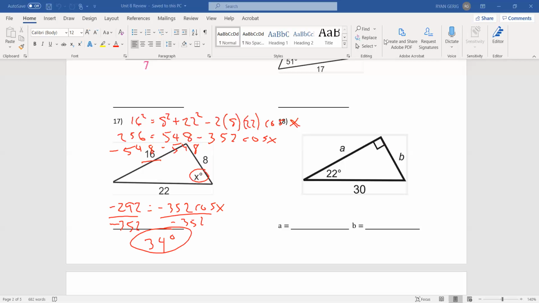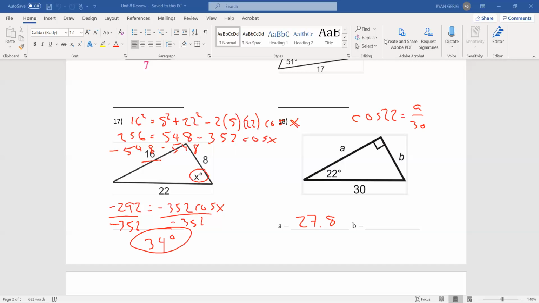Right. Last one has two parts. Last one for this video has two parts. It is a right triangle, so that's good. We can use our regular trig. I'll go A first with 22. A is adjacent. 30 is the hypotenuse. So we're looking at the cosine of 22 equals A over 30. Multiply both sides by 30. I get 30 cosine 22 gives me 27.8.